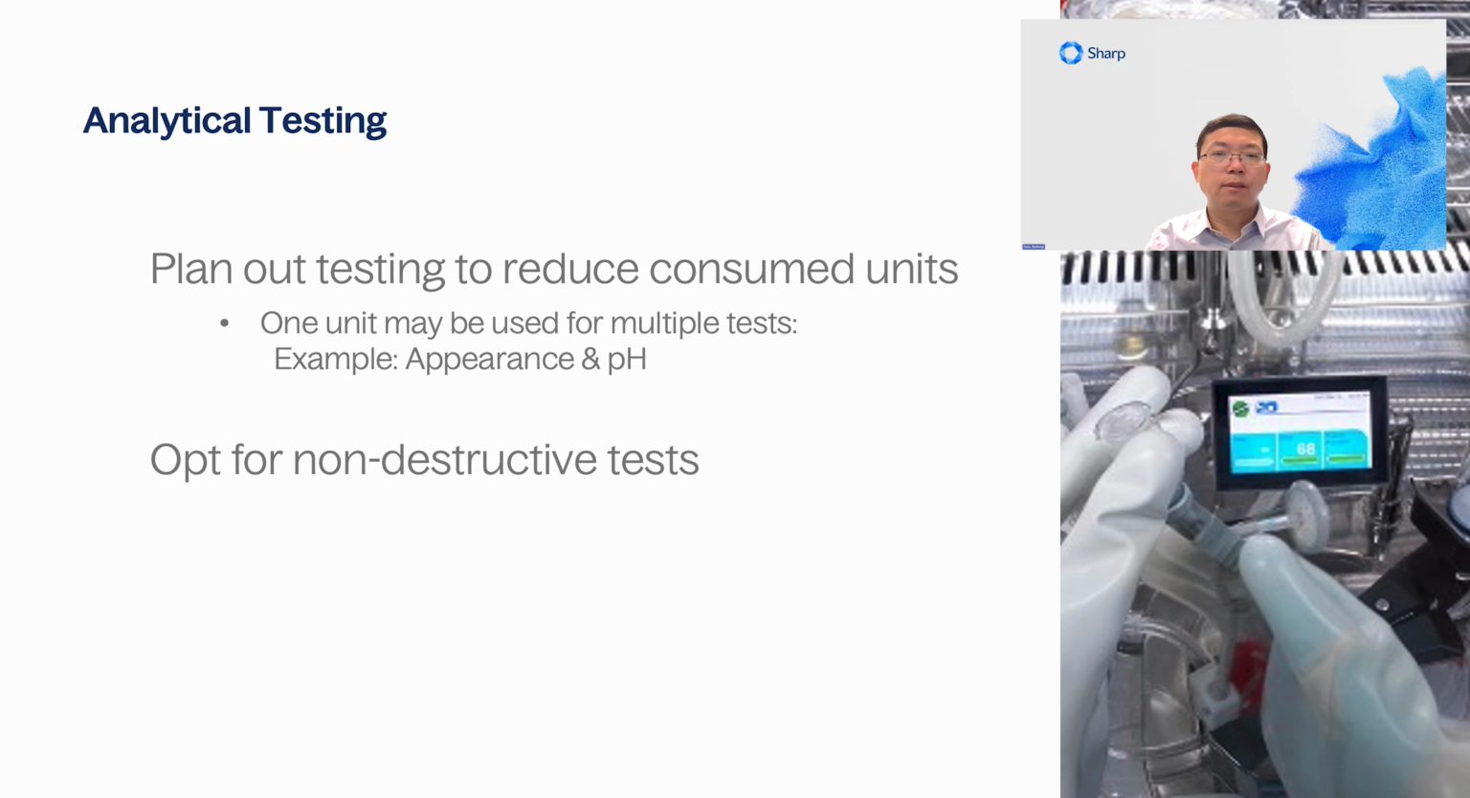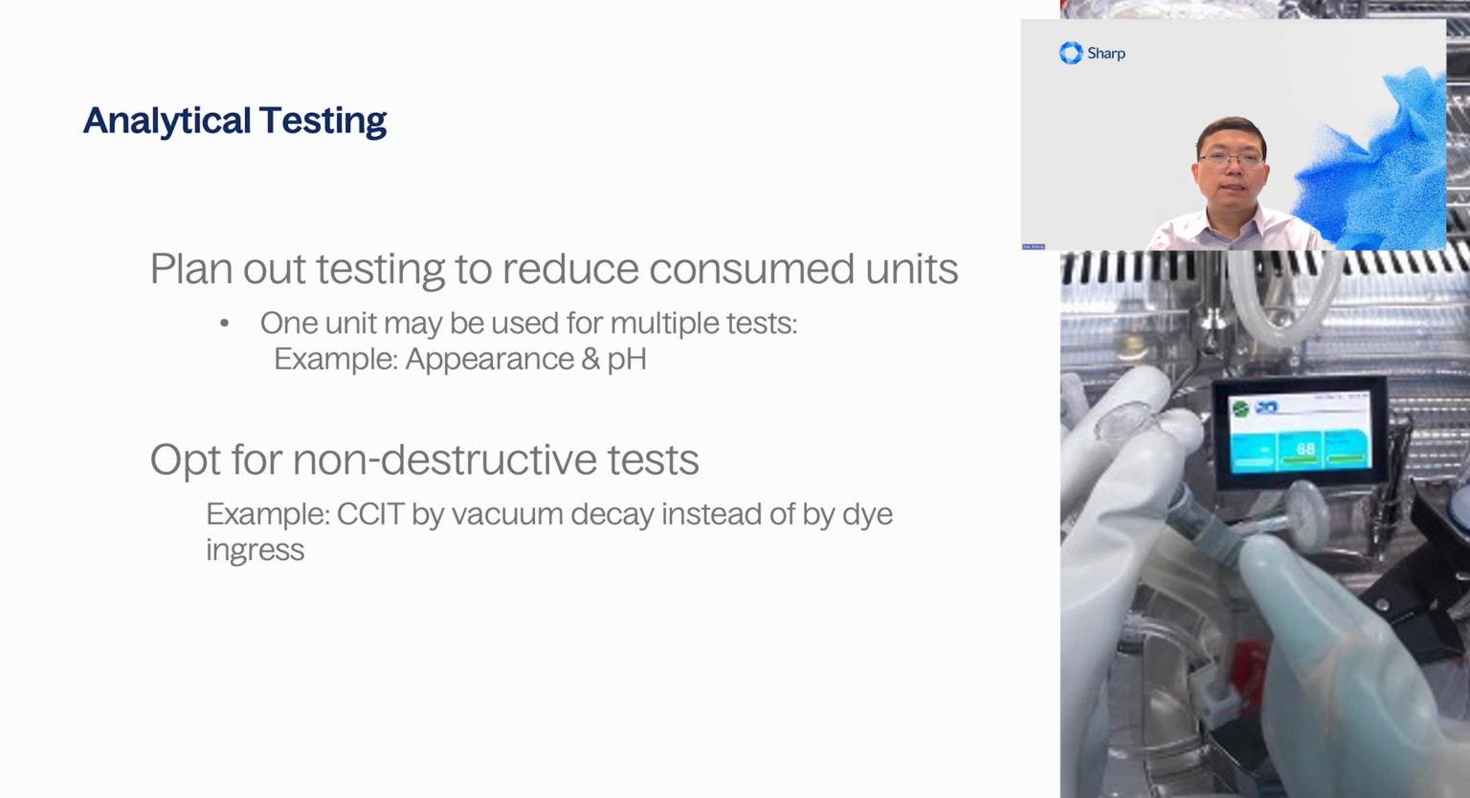For example, container closure integrity testing, or CCIT, can be performed by vacuum decay, a non-destructive test, instead of by dye ingress, which is destructive. You should also discuss these possibilities with your CMO when you plan your analytical testing.